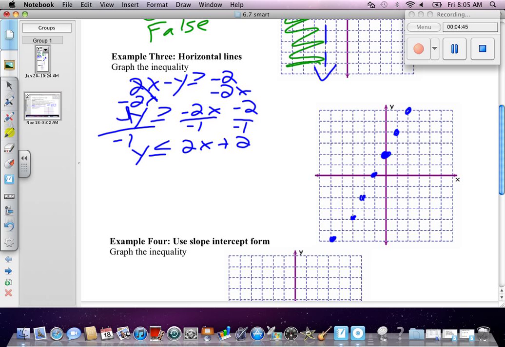All right. Is it going to be a solid line or a dotted line? And how do you know? Solid because it's got that line under it. It's got the equal to part. What is that, up 2 over 1?